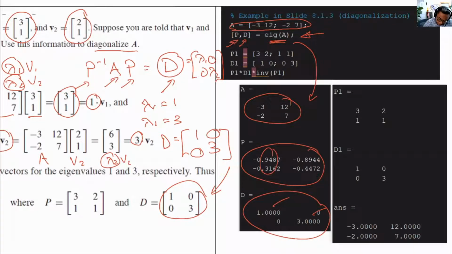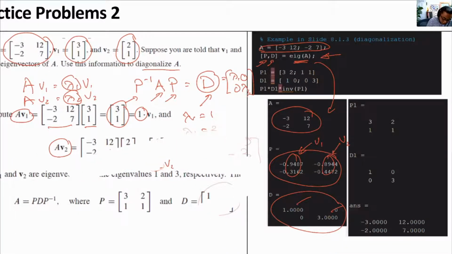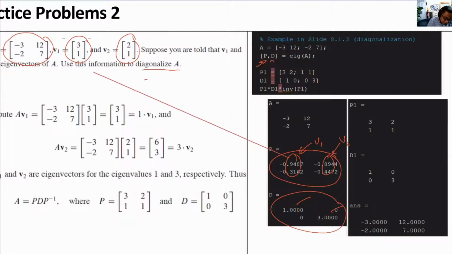Now the eigenvectors are arranged this way. This is V1 corresponding to lambda 1. This is V2 corresponding to lambda 2. If you want to be very sure that there is no mistake, what you might want to compare is that this should be exactly this one, and the second should be this one.